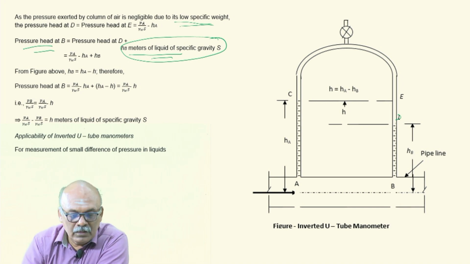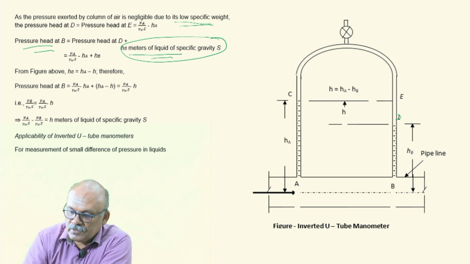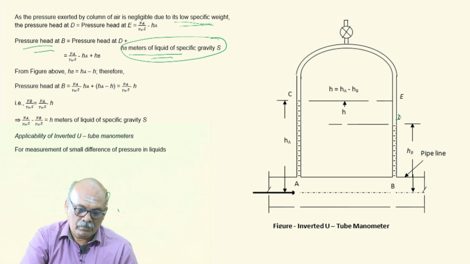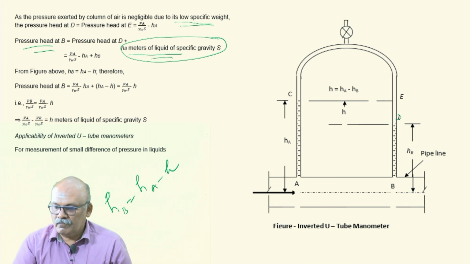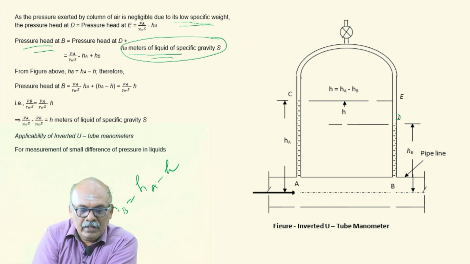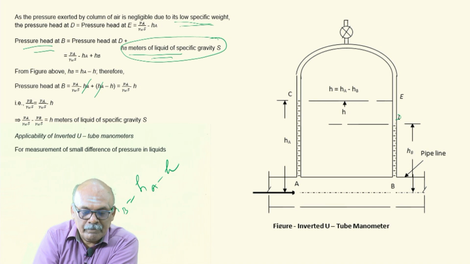HB is equal to HA minus H from figure. So, pressure at B is equal to PA by gamma WS minus HA plus HB, and you replace HB as HA minus H. So, this HA and this HA will get cancelled with each other. So, you have PB by gamma WS is equal to PA by gamma WS minus H.